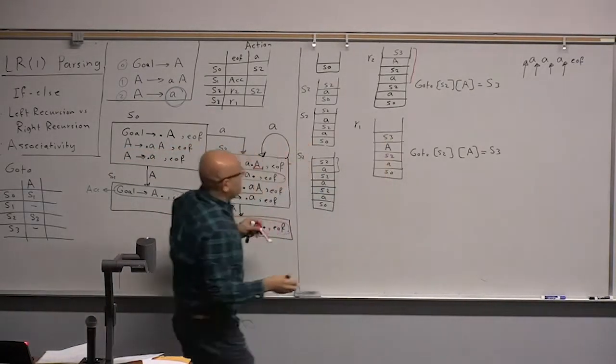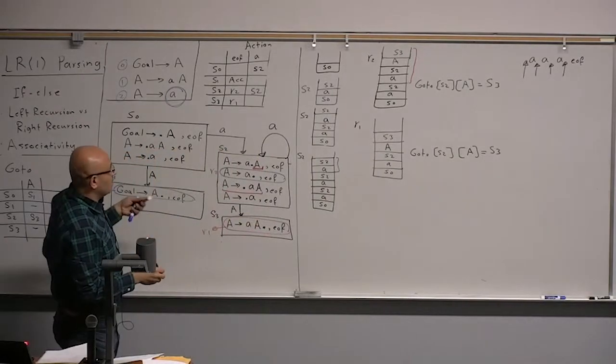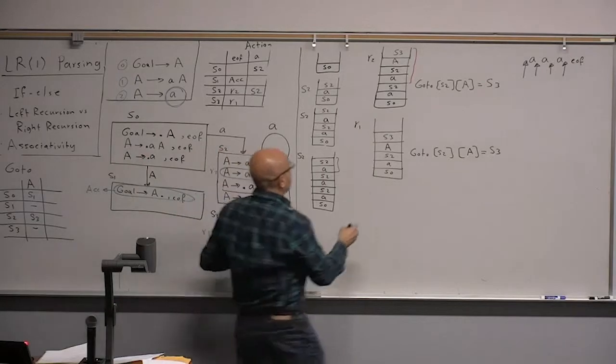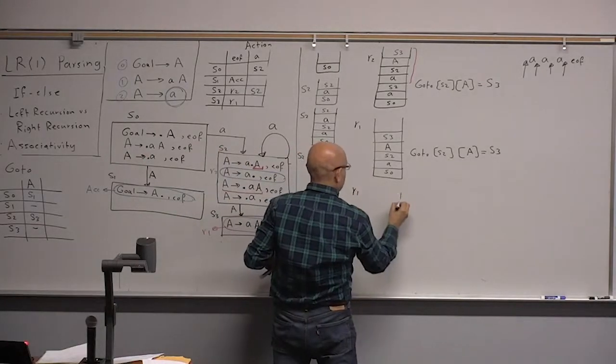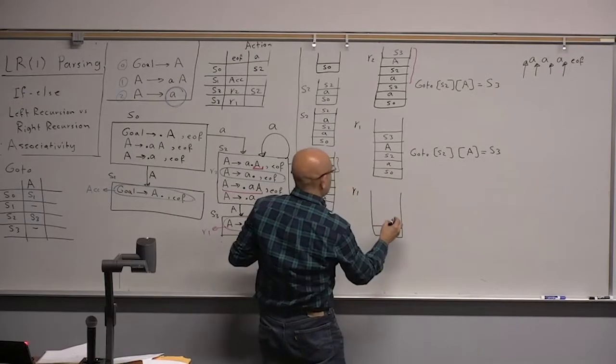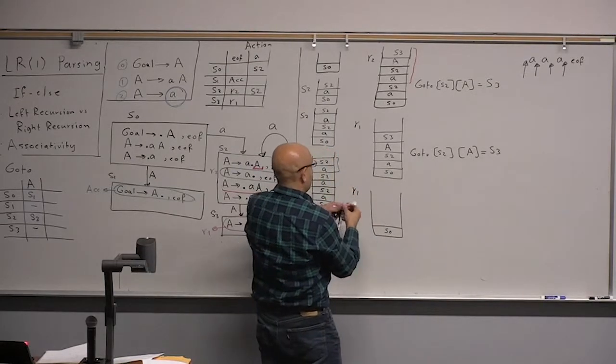Now it's going to tell us the same thing because we are in S3 and we are seeing end of file. So it's going to say reduce by 1 again. This is S0. Reduce by 1. So we pop off 4.